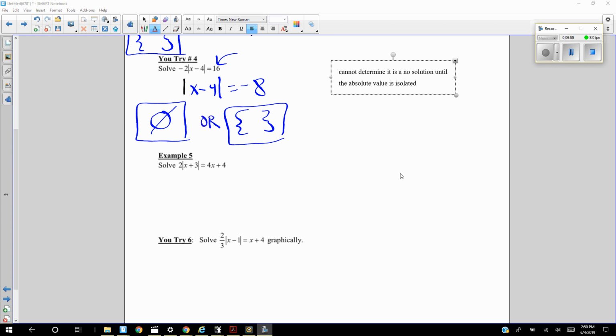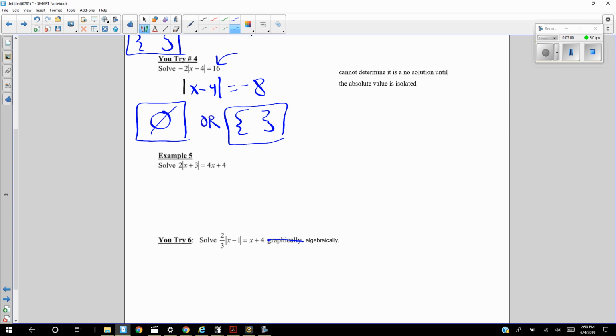All right, so these last two, we're going to solve these both algebraically. Mine says graphically here. So these last two are a little more challenging, but it's the same exact process on example 5 and the You Try 6. Isolate the absolute value. So we're dividing both sides by 2. We get lucky here because both terms on the right-hand side are divisible by 2. So we don't have to work with any nasty fractions. If we did, this would be a good candidate to solve using the graphing method.